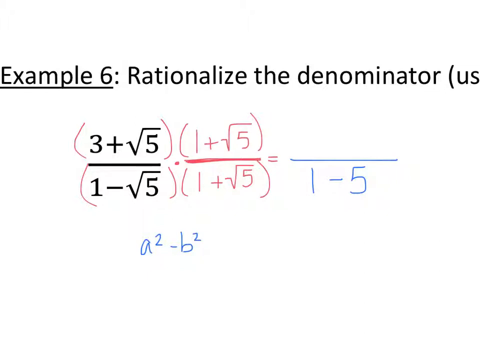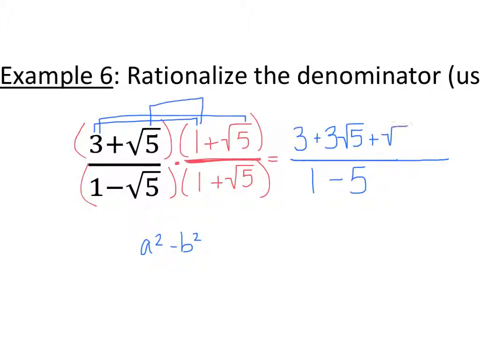Now the top, I need to make my line longer because we have to FOIL it, because they are not conjugates. Okay, so first times first, 3 times 1 is 3. Outside times outside is 3 square root of 5. Inside times inside, just square root of 5. Last times last gives you just 5 when they multiply together.